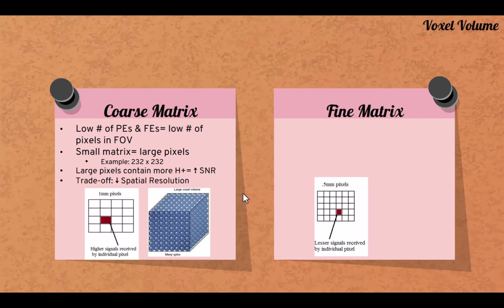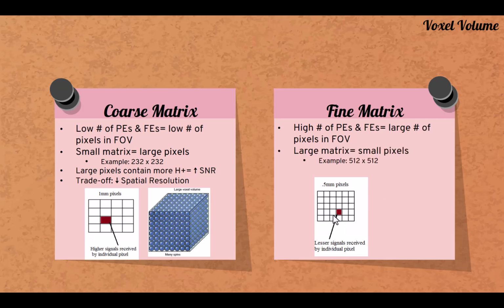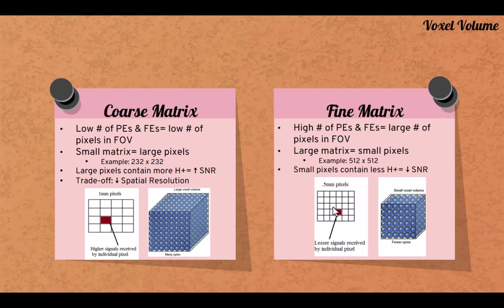Now let's compare that to a fine matrix. A fine matrix has a high number of phase encoding steps and frequency encoding steps, and that will equal a large number of pixels within the field of view. A large matrix equals small pixels, as you can see here. With a matrix of 512 by 512, the overall size of the pixel reduces. Small pixels contain fewer hydrogen spins within them, and that decreases the overall signal-to-noise ratio.